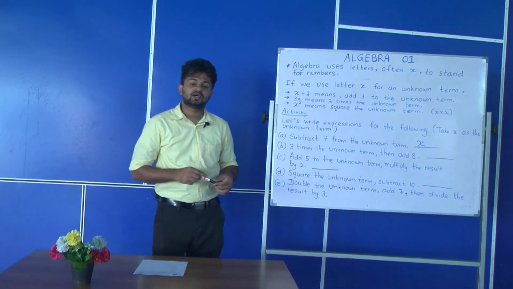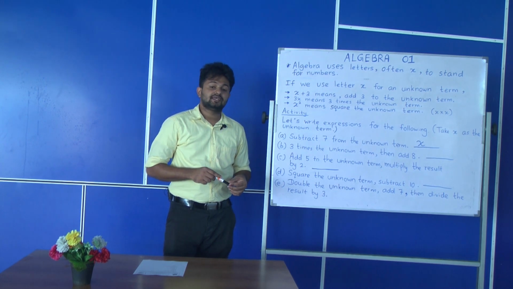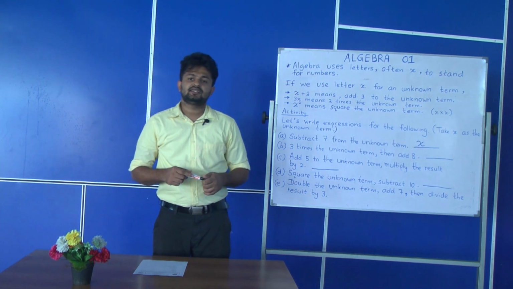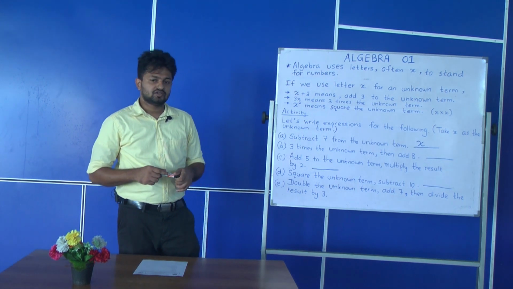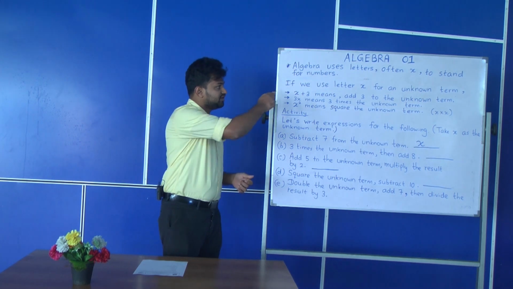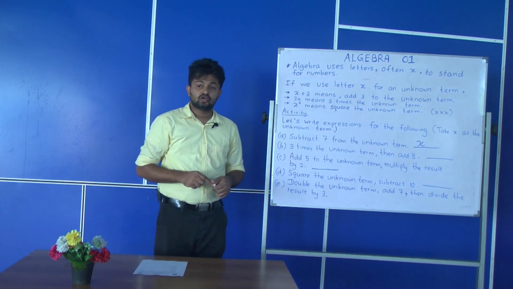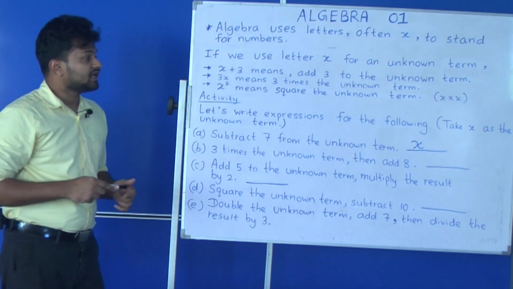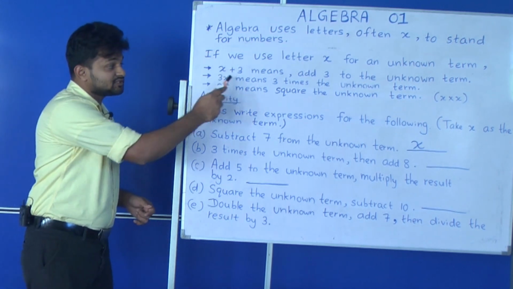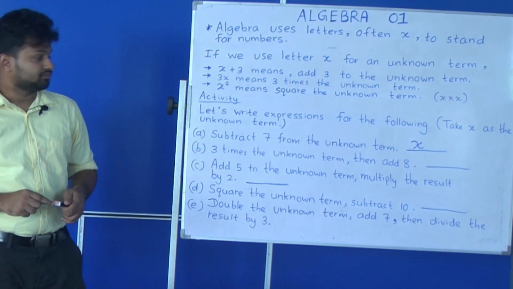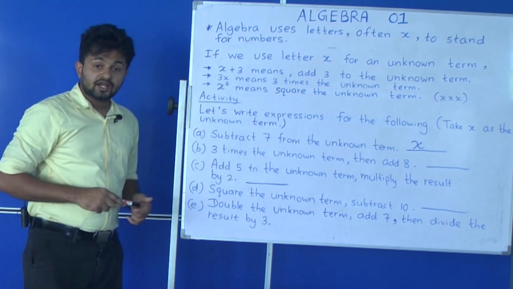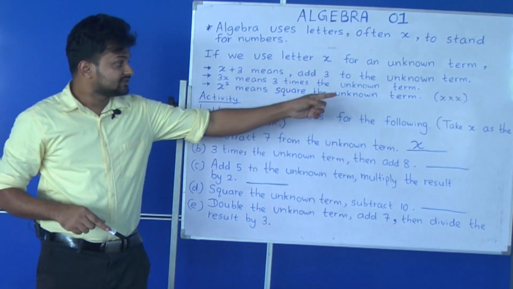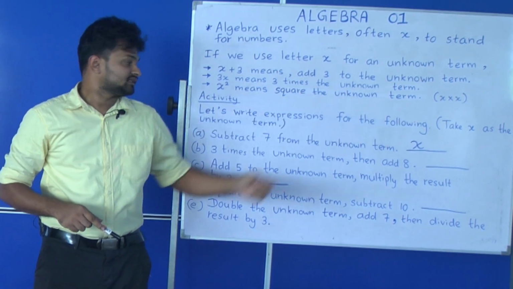So what is this algebra? In algebra you are using the English letters for unknown numbers. You can use any English letter in the alphabet, but normally you are using the letter x. So if we use letter x for an unknown term, look at this. x plus 3 means add 3 to the unknown term. 3x means 3 times the unknown term. x squared means square the unknown term. In other words, we can say x gets multiplied by another x.